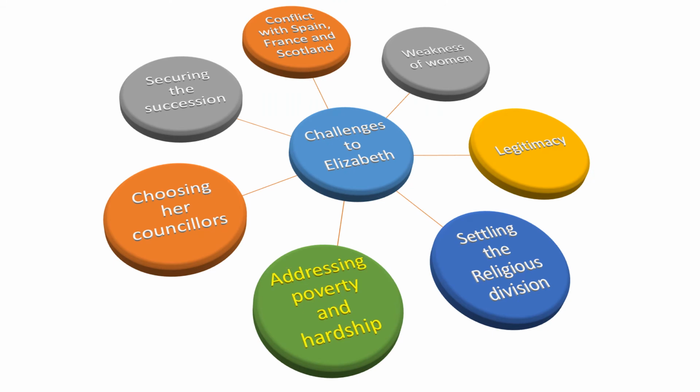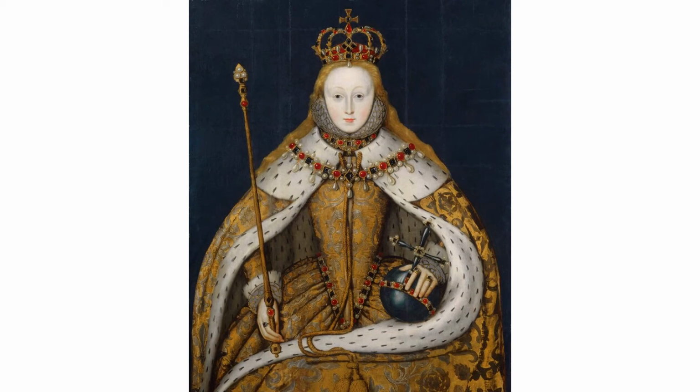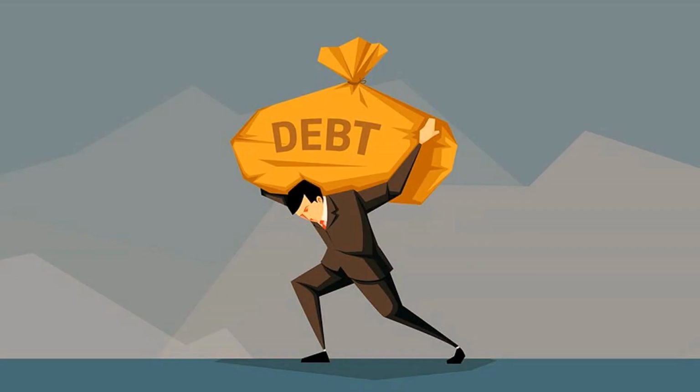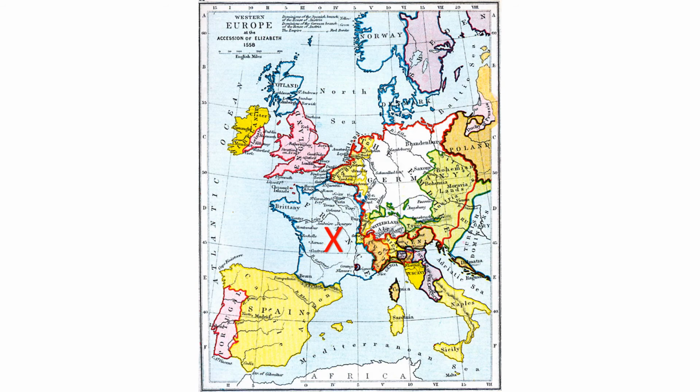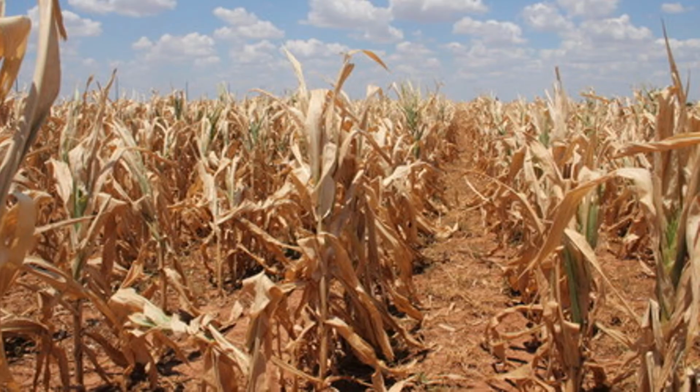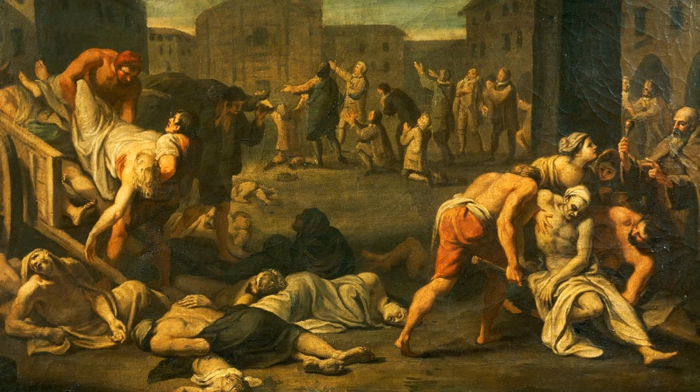The next challenge Elizabeth faced was addressing poverty and hardship throughout England. When she became queen, she inherited a debt of £300,000 from the war England had been fighting against France. As well as financial issues, there was concern about the possibility of poor harvests. There had been some significant poor harvests in the years just prior to Elizabeth's reign, and as well as that, there was always the concern that a major disease would come through and wipe out large sections of the population.